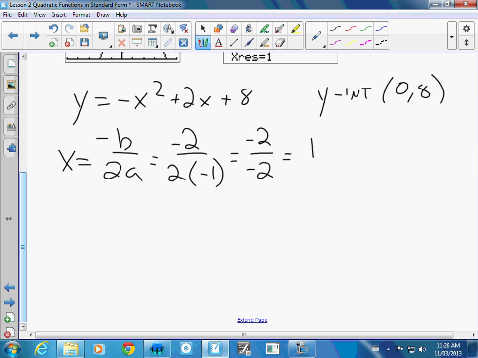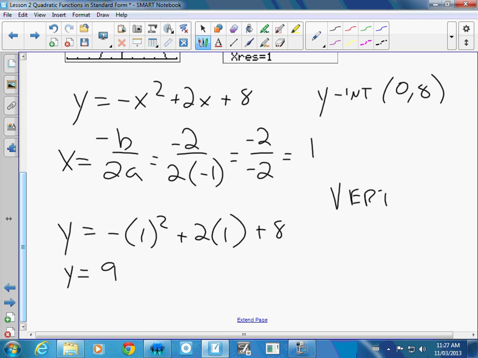So, can we do it manually? Let's do all the work here, just so you have it in your notes. So negative 1 squared plus 2 times 1 plus 8. Is that correct? 1 squared is 1, negative, plus 2, positive 1, plus 8 is 9. So what's the vertex? The vertex is 1, comma 9.